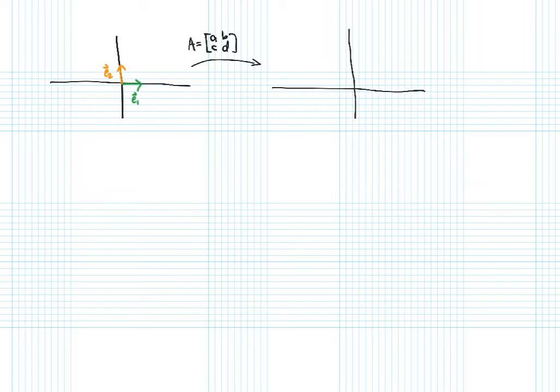So on the domain side, we can look at the standard basis vectors, E1 and E2, and we know that when we multiply A times E1, we get the first column of A, and when we multiply A times E2, we get the second column of A. So the image vectors are (A, C) and (B, D). And then those two vectors determine a nice little parallelogram. So here's a question. What's the area of that parallelogram?